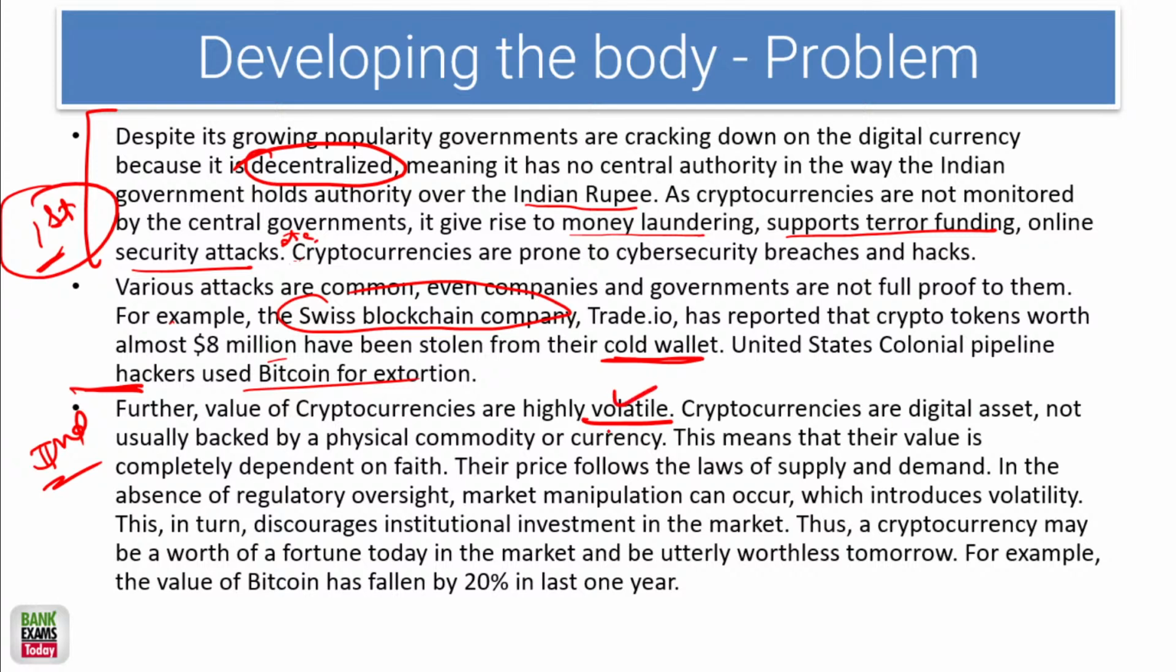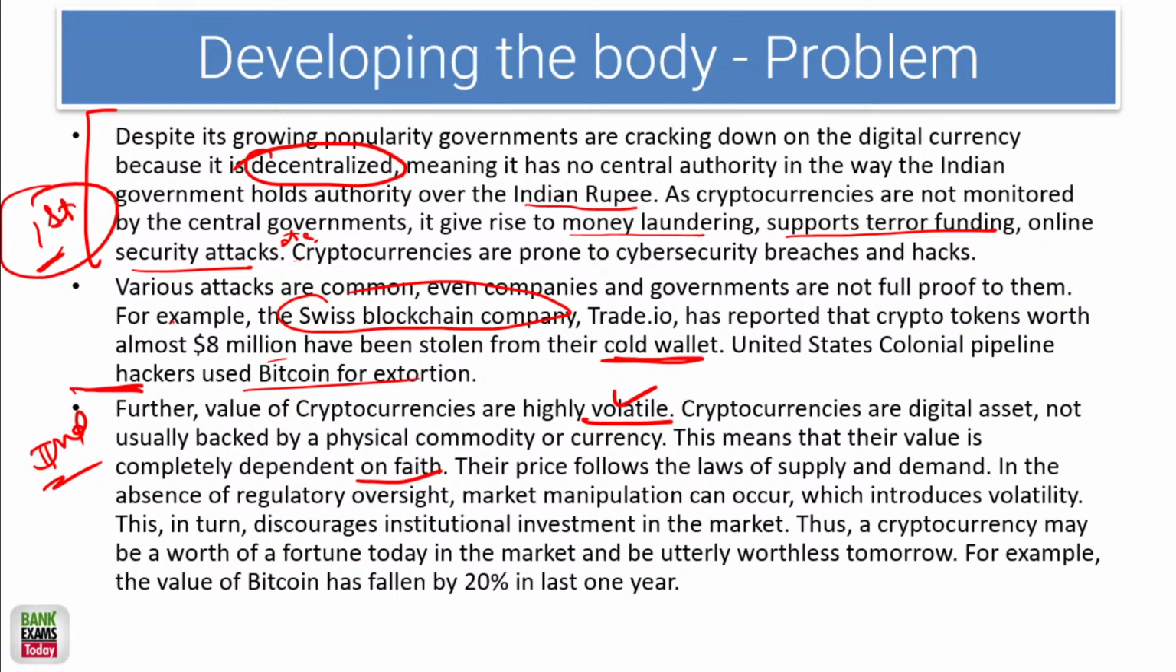Cryptocurrencies are digital assets. They are not backed by any physical commodity like gold or any currency or any government. Their value is completely dependent upon faith. You have faith in Bitcoin. The value today is, let's say, 45 lakh per Bitcoin. You feel like it's worth more, so you buy it for 46 lakh. Okay, that's great. Some other person feels like the value is 50 lakh, so he buys for 50 lakh.